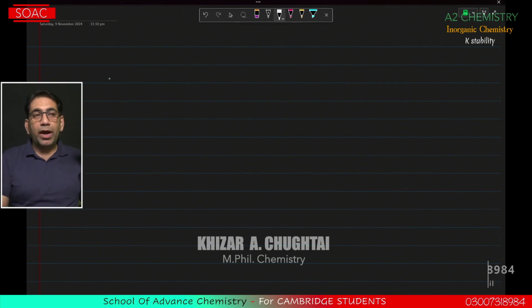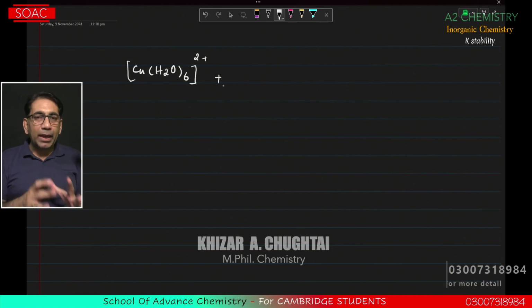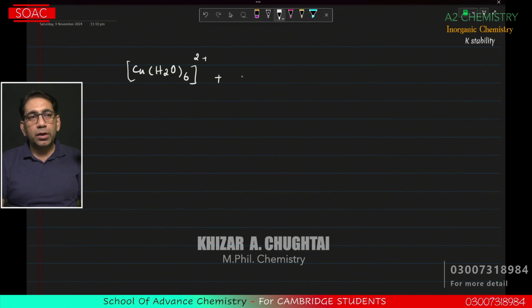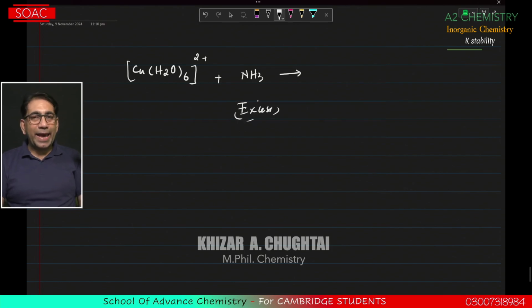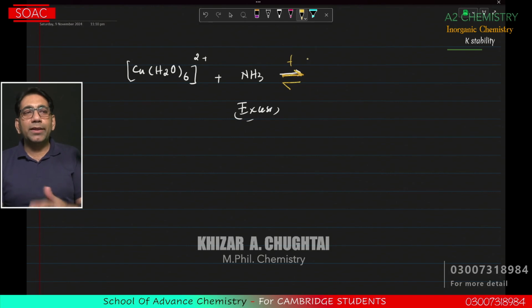For example, we have a complex, the hexaaqua copper complex, [Cu(H2O)6]2+ aqueous. This is a pale blue complex, and if I add excess aqueous ammonia into this complex, then this reaction is a reversible reaction. First it proceeds in the forward direction, then after some time it will start proceeding in the backward direction.